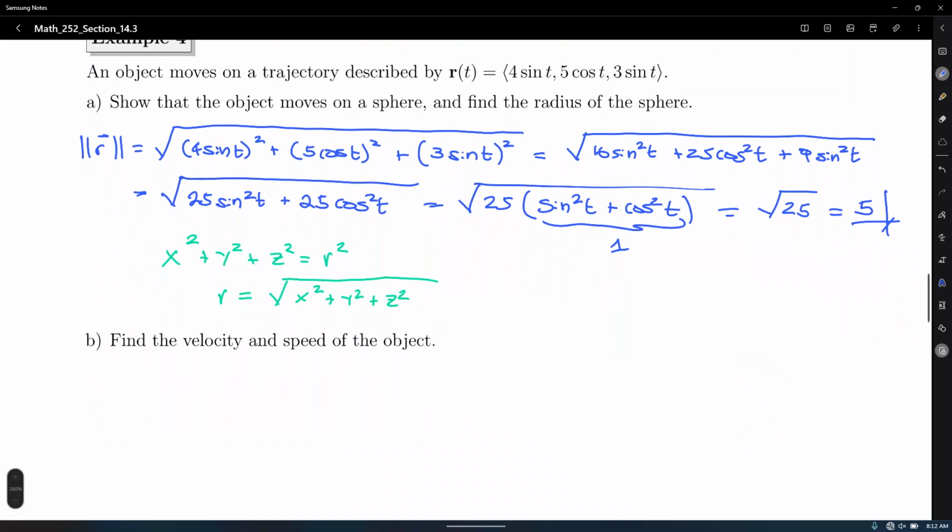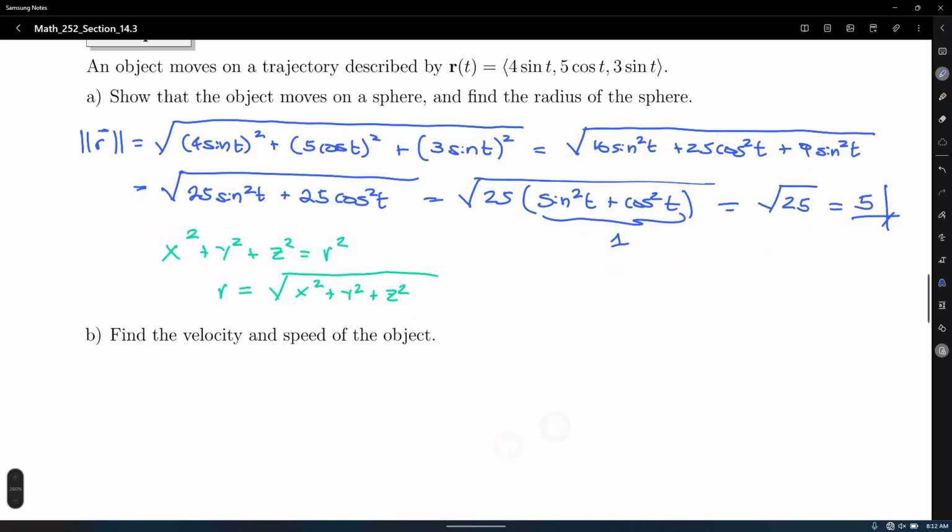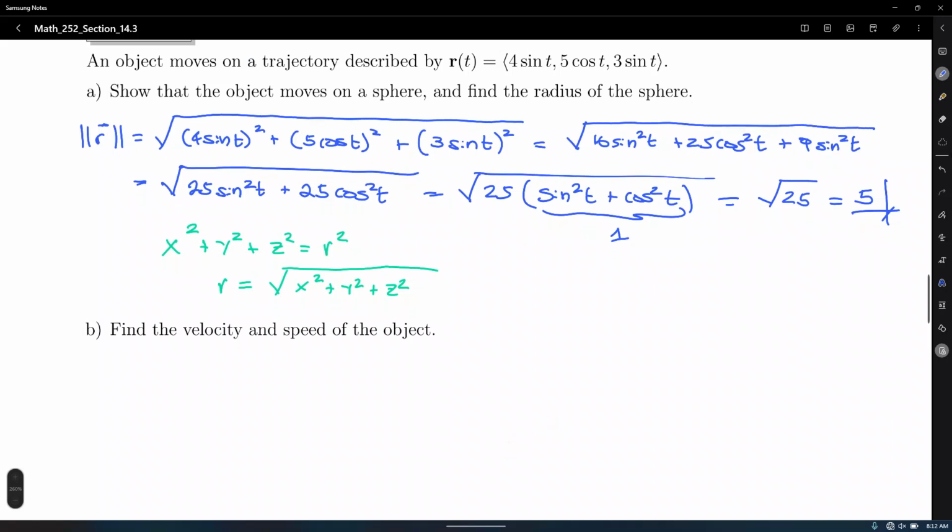All right, so they're asking us to find the velocity and the speed of the object. In this case, be careful, because velocity and speed are not the same. While velocity is a vector, the speed is the magnitude of the velocity. So let's find the velocity, that is v of t, which is the derivative: 4 cosine t, negative 5 sine t, and 3 cosine t.